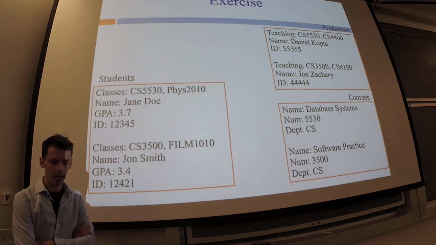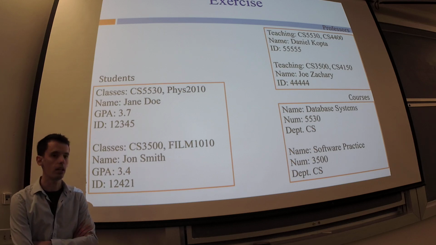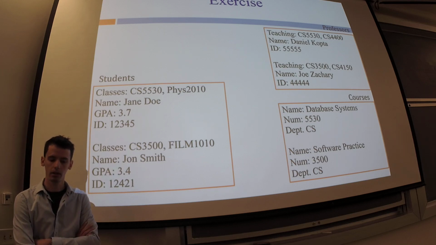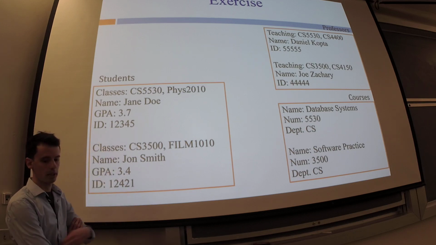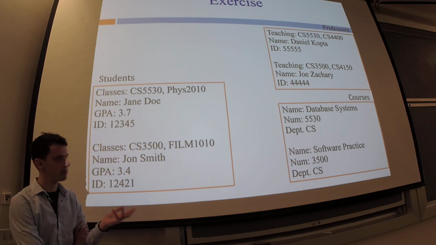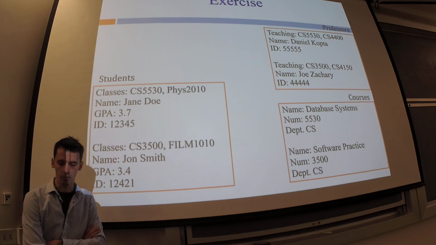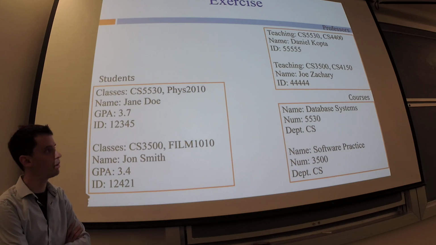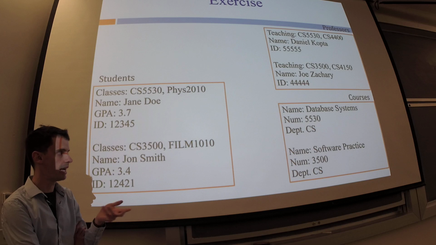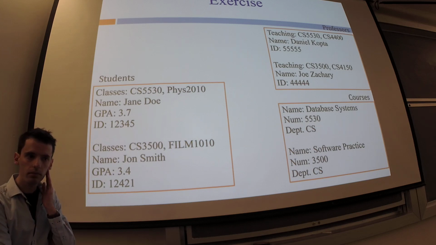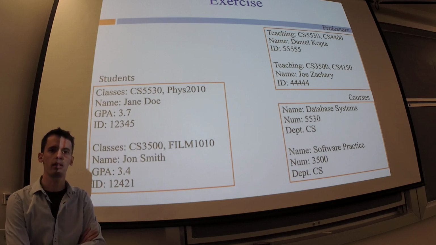So the students each have a name. They have a list of classes that they're enrolled in. They have a GPA and an ID. Okay, so I have 2 students here. One of them's enrolled in a CS class and a physics class. One of them's enrolled in a film class. Professors have a name. They have what they're teaching. Courses have a name, a number, and a department. And we'll suppose each of these orange boxes is a separate file for now.